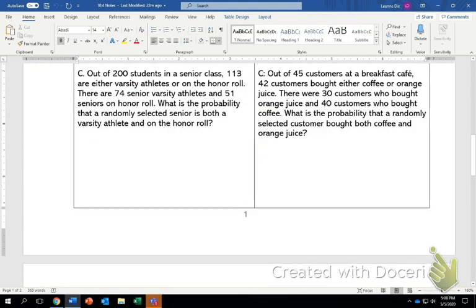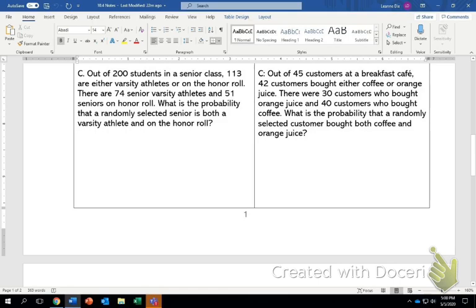So examples 1.1 and 1.2c are still using the formula, but it's going to be using the formula in a slightly different way. It says in 1.1c, out of 200 students in a senior class, 113 are either varsity athletes or on the honor roll. So it actually gives us our or information right off the bat.